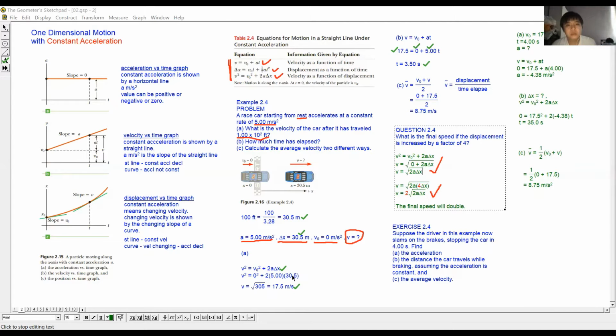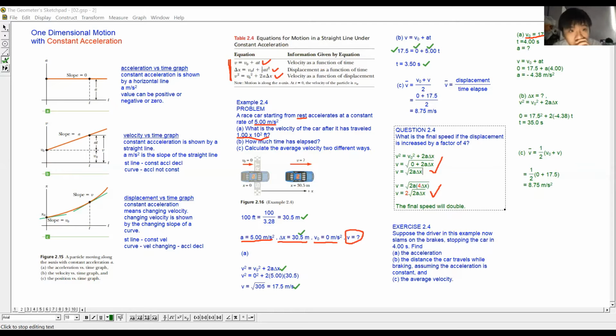From the previous question, when you have attained a velocity of 17.5 meters per second, you step on the brake. They asked, the car now stops in 4 seconds, what is the acceleration? If you don't know what to do, we try to list out everything that we know. The first thing we know is the initial velocity is 17.5.